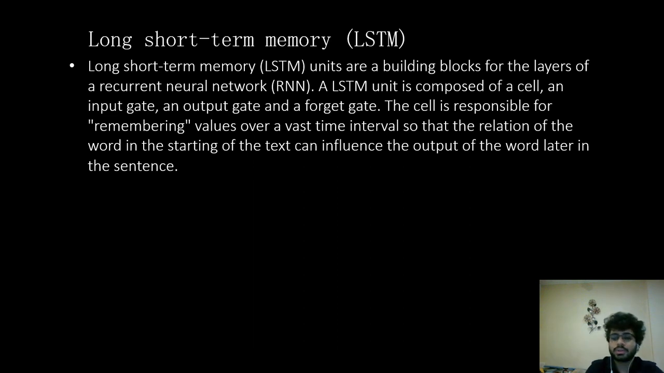Traditional neural networks can't remember stuff. They can't predict stuff based on their past execution. This problem is overcome by LSTM. LSTM addresses this issue. They are networks with loops in them, allowing information to persist. Now, an LSTM unit is composed of a cell, an input gate, an output gate, and a forget gate. The cell is responsible for remembering values over arbitrary time intervals, so that the relationship of a word at the start of a text can influence the output of a word later in the sentence.